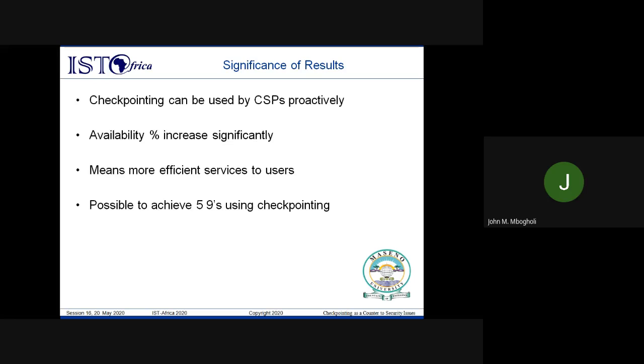What do the results mean? What we see here, based on the percentages that we have just discussed, is that checkpointing can be used by cloud service providers proactively. That is, you can configure checkpointing even before the data losses occur. And it should increase availability significantly, meaning we have more efficient services to users. And by extension, it also means that it is actually possible to achieve the 5 nines of availability using checkpointing.